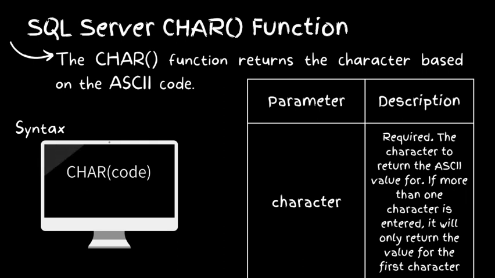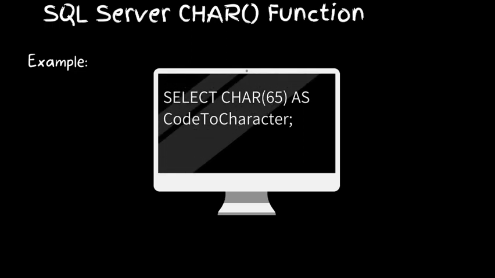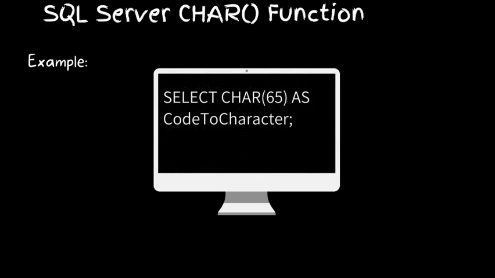Char function. The char function returns the character based on ASCII code. The parameter is code. The description is the ASCII number code to return the character for. The syntax is CHAR(code). For example, select char 65 as code to character. And this is how we will use it in SQL Server.